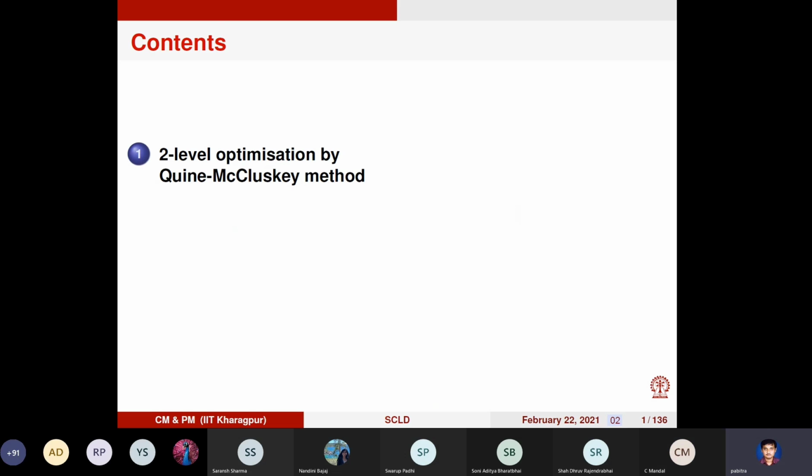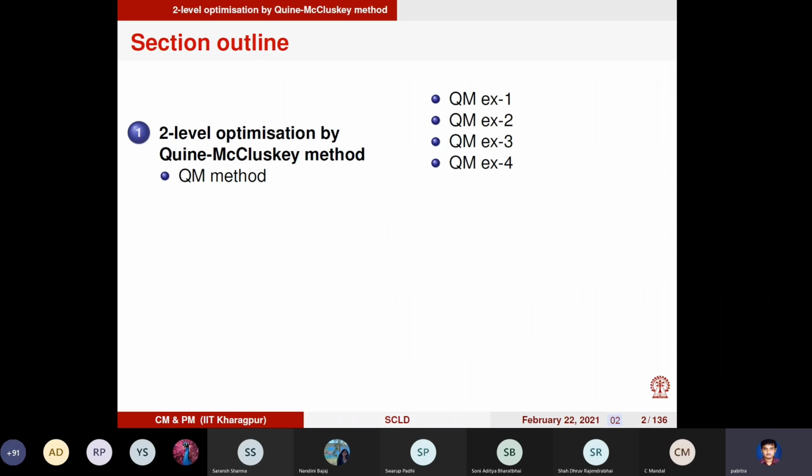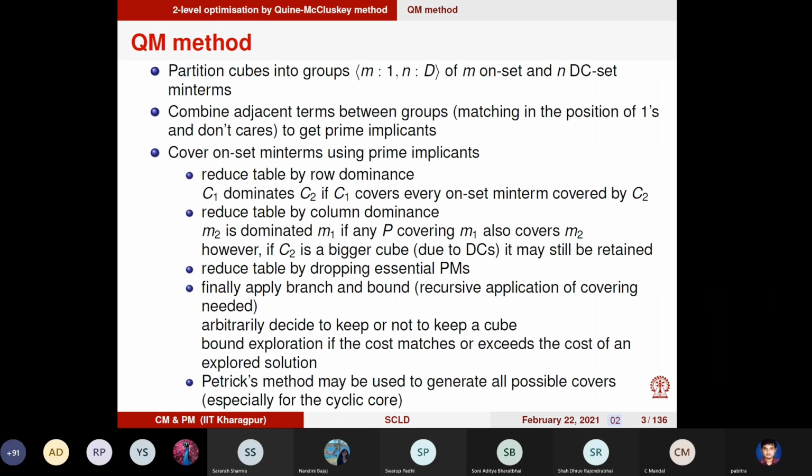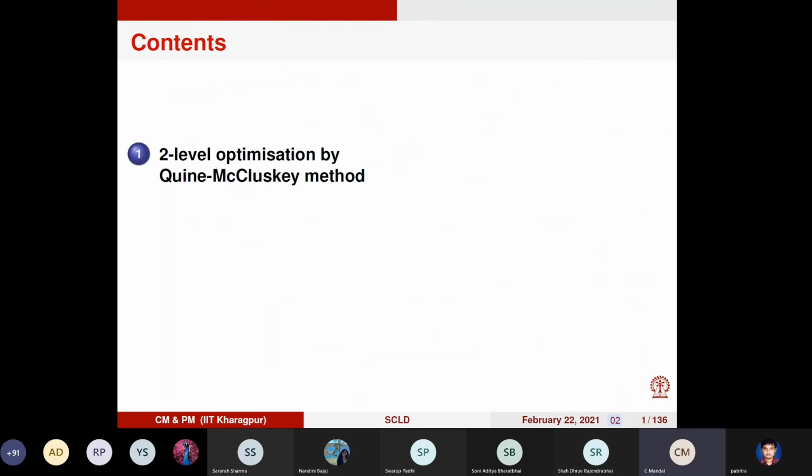So we'll talk about an algorithmic method, a systematic method of reducing Boolean algebra expressions. It's called the Quine-McCluskey method. Okay. So yeah, Pavitra, let me just give a little bit of introduction. Yeah, maybe you can.